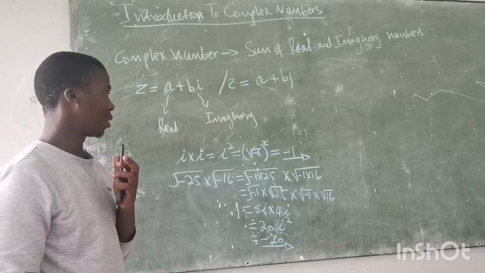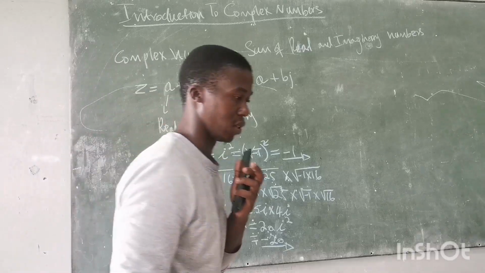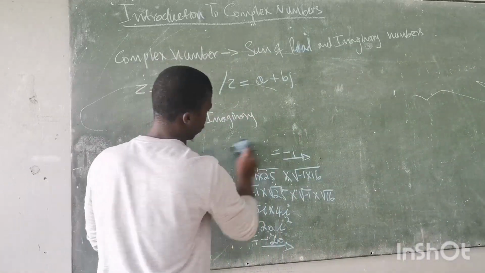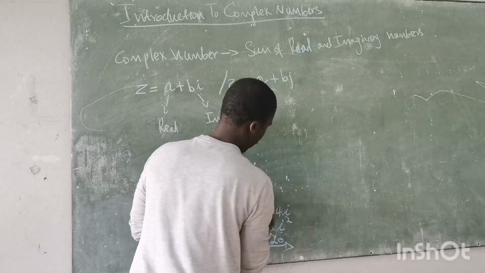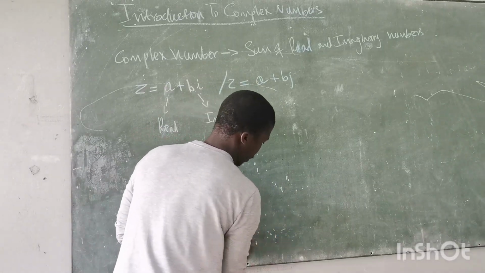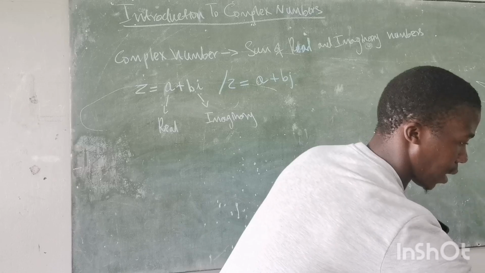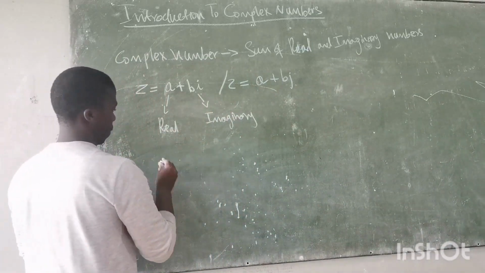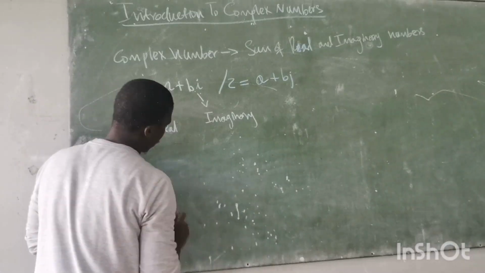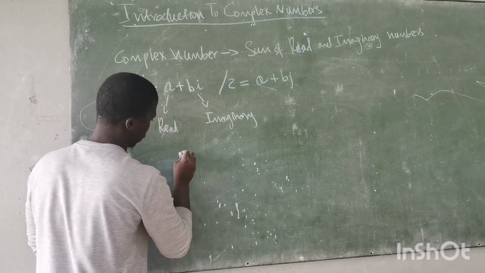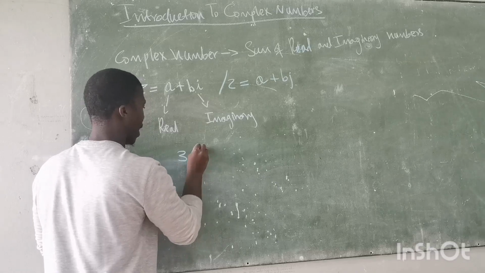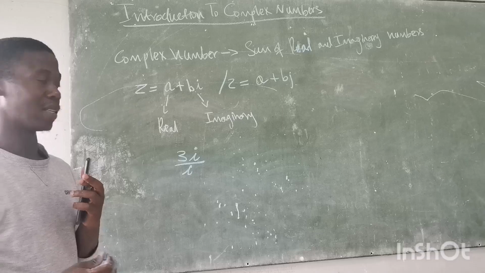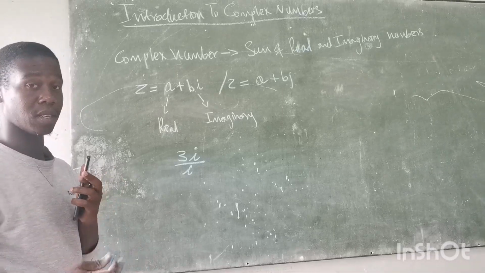So now let's look at division. Let's look at some division. How do we work out dividing imaginary numbers? If you are dividing imaginary numbers, it's quite different. So I have 3i divided by i, right?